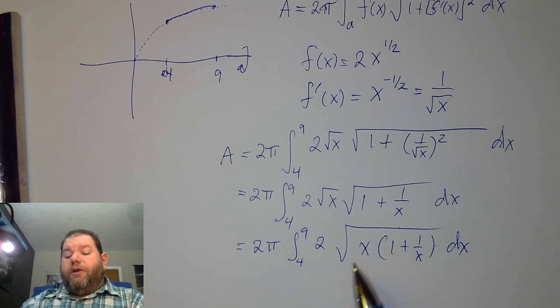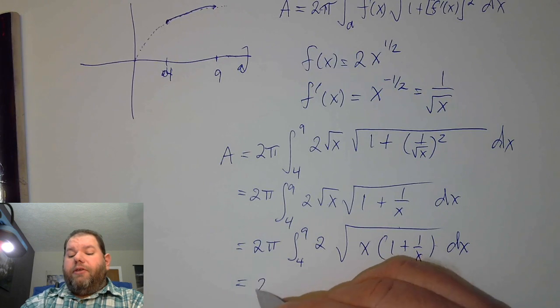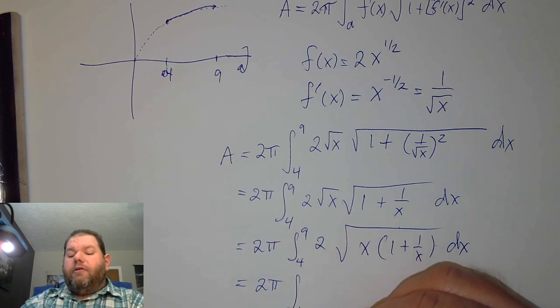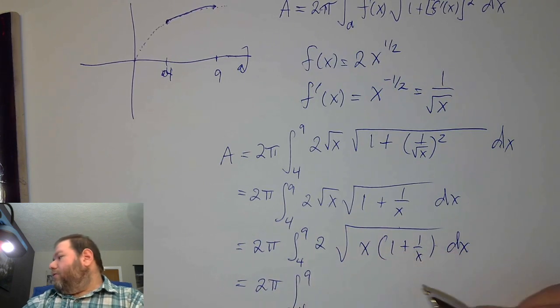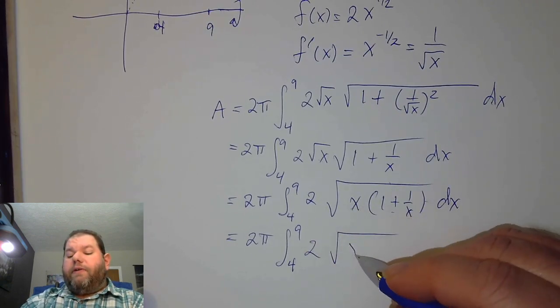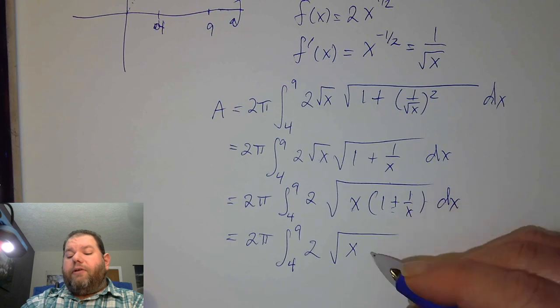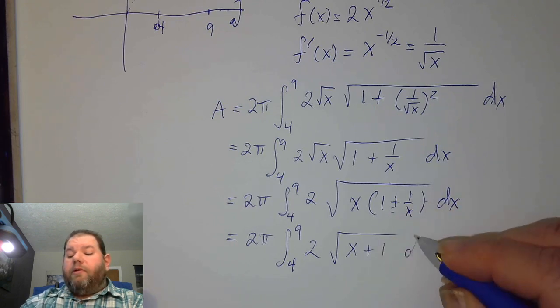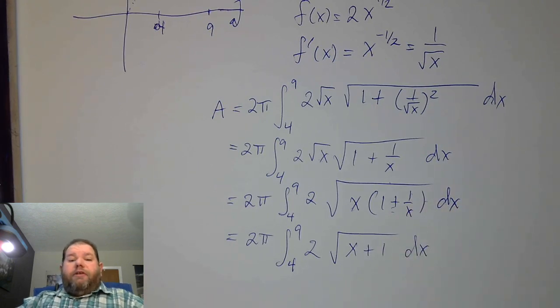So, if we do that, we end up with x times 1 is x, and x times 1 over x is 1. So we actually get a relatively nice expression under the radical that we can work with, using just a simple u substitution to continue.